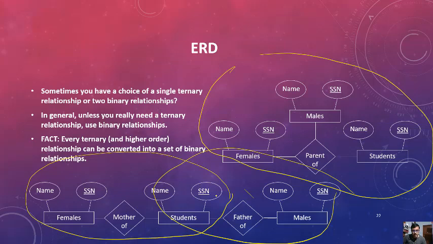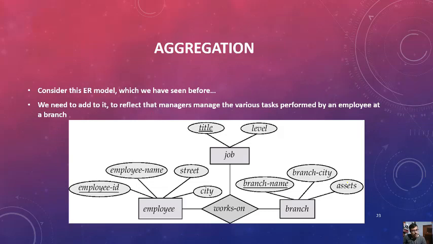Aggregation. Consider this ER diagram which we have seen before. We need to add to it to reflect that managers manage the various tasks performed by an employee at a branch. If we would like to check which employee comes from which branch, then we will check the relationship employee works on branch. If we would like to know which employee is doing which job, then this is another type of relationship available here. So the relationships works on and manages represent the overall information.